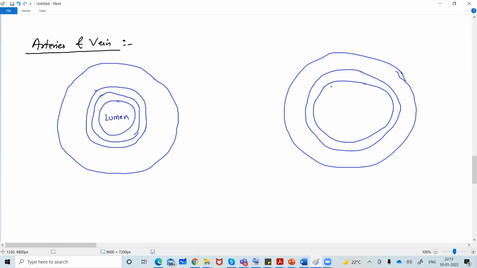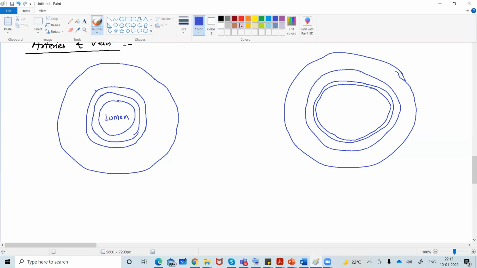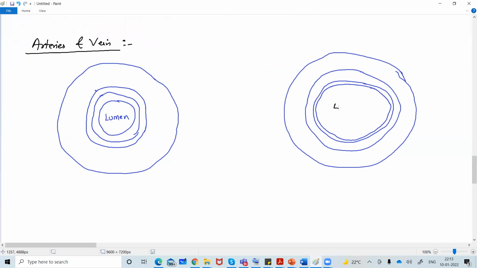This is first, second, and there is one more thin layer present here. And each layer has the same name. This is called lumen. This outermost layer, this one, this outer layer and this outer layer, have the same name, called Tunica Externa because they are present outside.